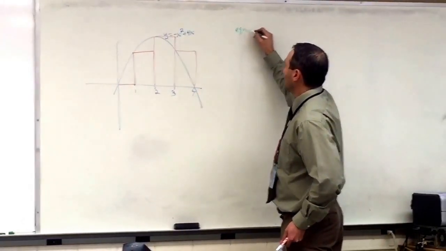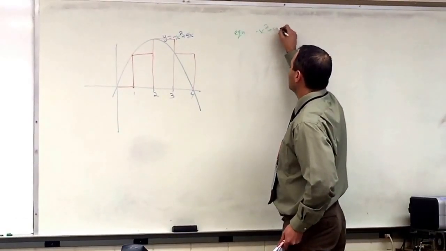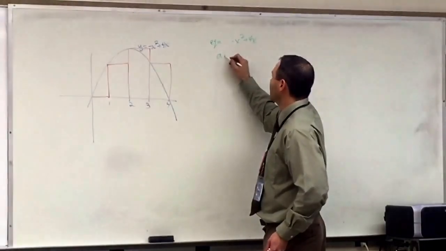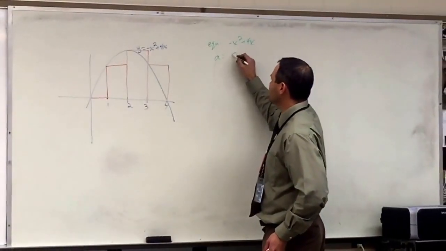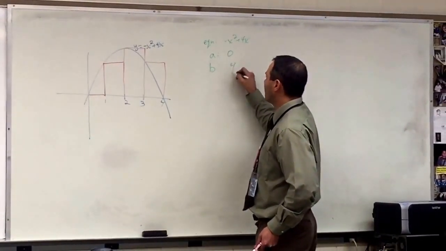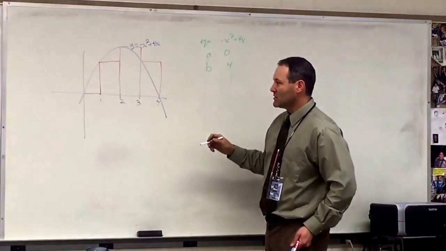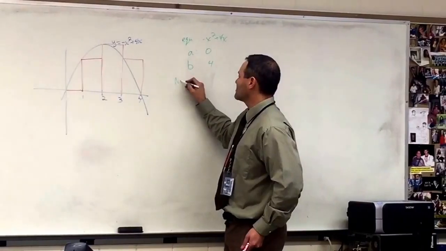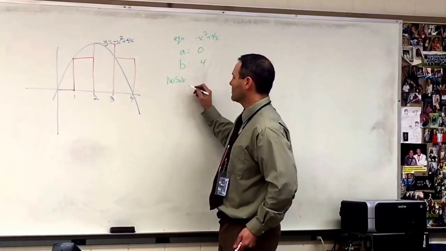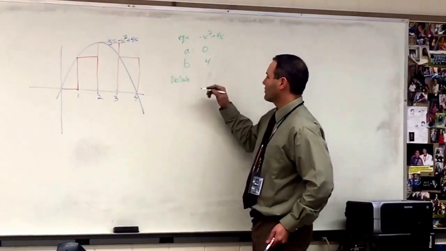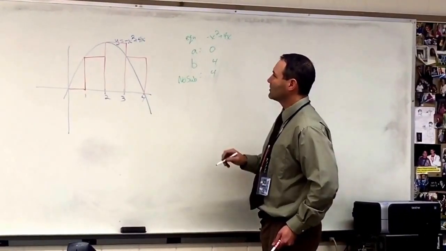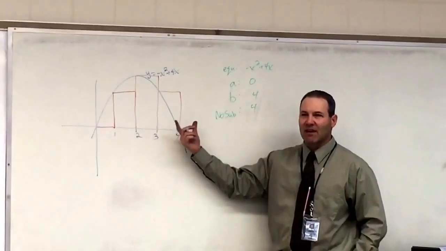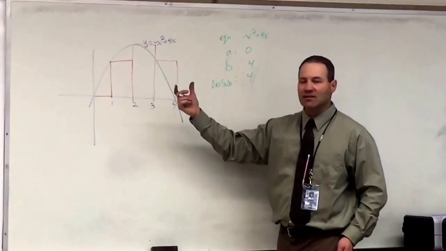The equation is negative x squared plus 4x, and then it asks for A. For this problem it would be 0, and then B would be 4, and then the number of subintervals, right? That's what it asks us? Yeah, 4. The number of subs is 4.